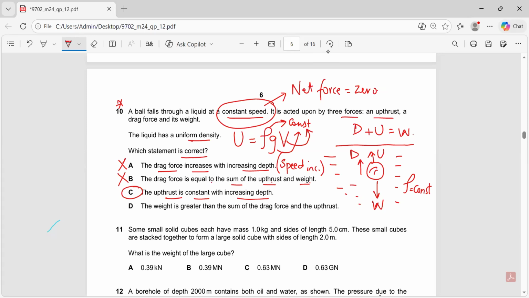Are you understanding, students? And the last option, weight cannot be greater either. Weight will be equal to, not greater than, the sum of drag force and upthrust. So this is also not the option. Remember, when the object is moving with a constant speed, the upthrust will remain the same, and the drag force will definitely also remain the same.